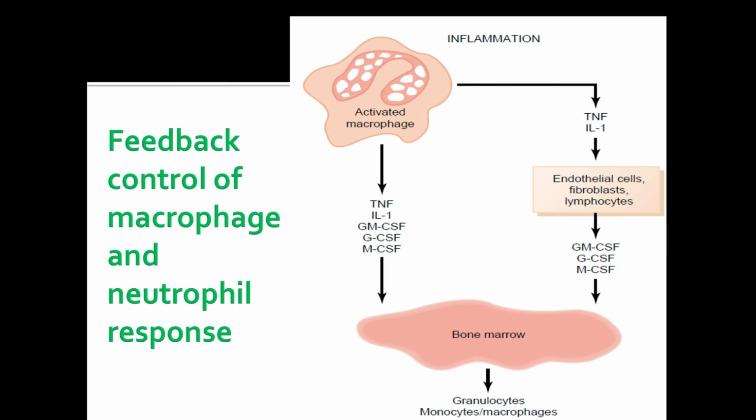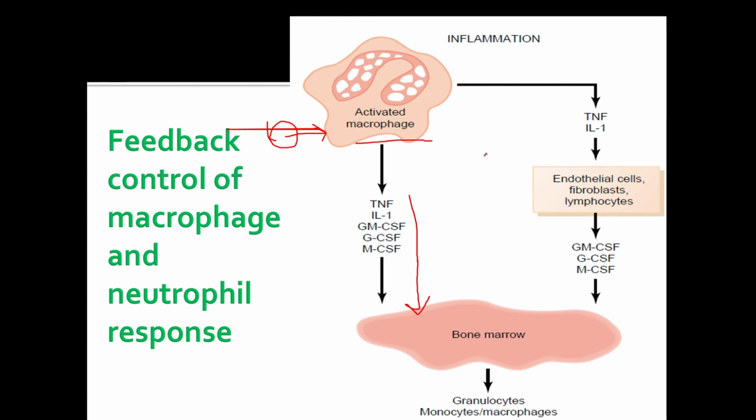And then we have feedback control of macrophage and neutrophil responses. In this picture we can see the activated macrophage. Consider that there is entry of any bacteria, and these macrophages are activated by some chemotactic substance. This activated macrophage will release some substances. These are the cytokines, and these cytokines will act on the bone marrow directly and increase the production of granulocytes, monocytes, and macrophages.